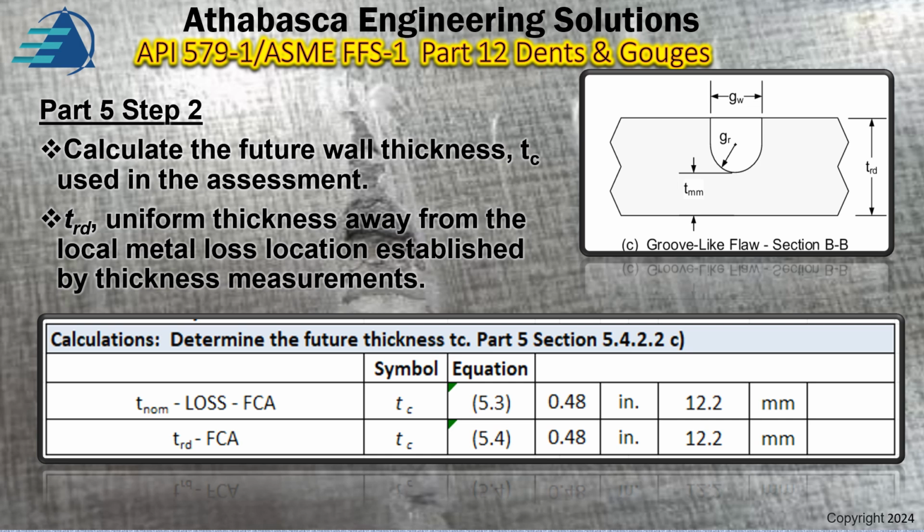Part 5, step 2: calculate the future wall thickness, TC, used in the assessment. We'll see later on that this is used quite often. There are a couple of ways to do it: equations 5.3 and 5.4. Then we calculate RT, the uniform thickness away from the local metal loss as established by thickness measurements. Again, it's so important to have really good inspection techniques.